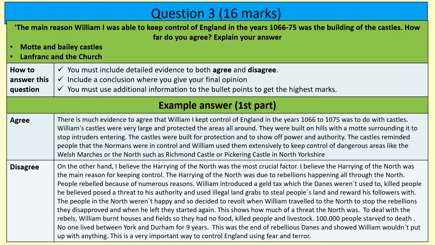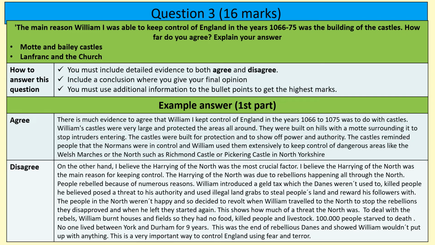People rebelled because of numerous reasons. William introduced a geld tax, which the Danes weren't used to, killed people he believed posed a threat to his authority, and used illegal land grabs to steal people's land and reward his followers with. The people in the North weren't happy and decided to revolt when William travelled to the North to stop rebellions. They disapproved, and when he left, they started again. This shows how much of a threat the North was.